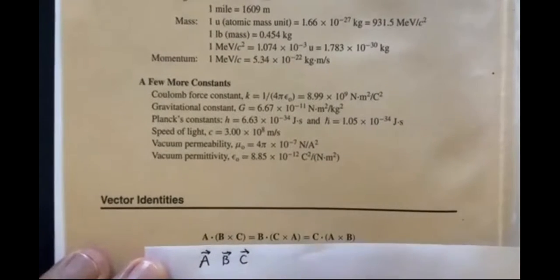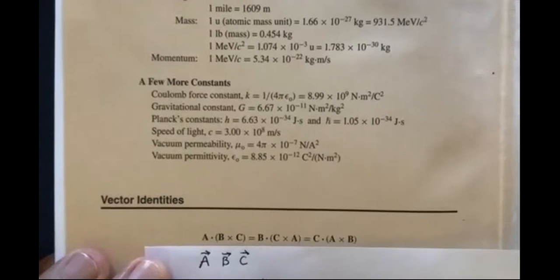Okay, so the alternative is you keep the three symbols in the same order and you swap the two operators. So we'll put the cross here and the dot here. And for clarity, we like to put parentheses.